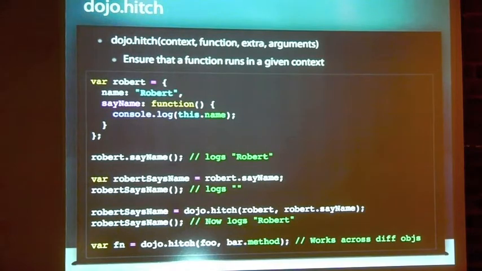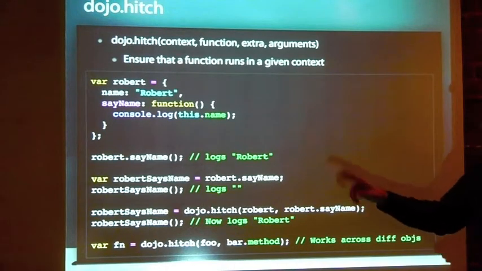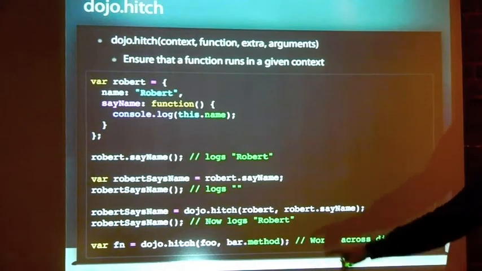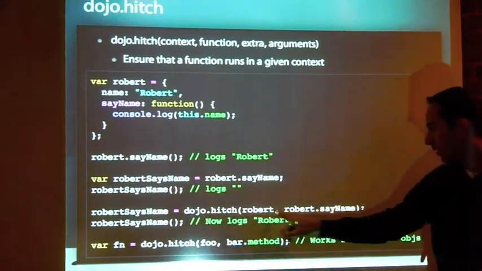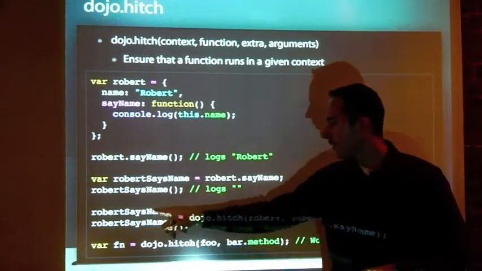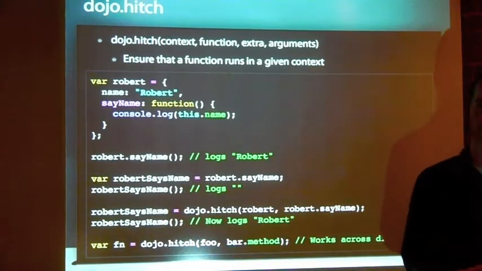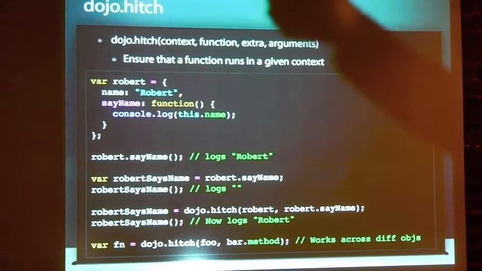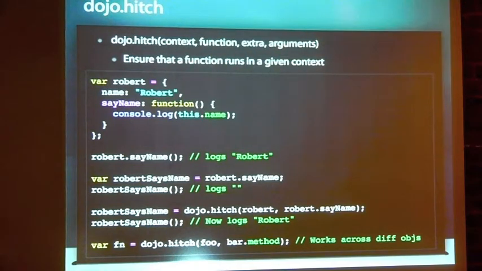Yeah. So now, bind. Yeah, exactly. But the thing is that when you call dojo.hitch, it returns a function. So now Robert's sayName is a function. So dojo.hitch always returns a function. It's going to call the function you passed in the scope of the first parameter that you passed in.